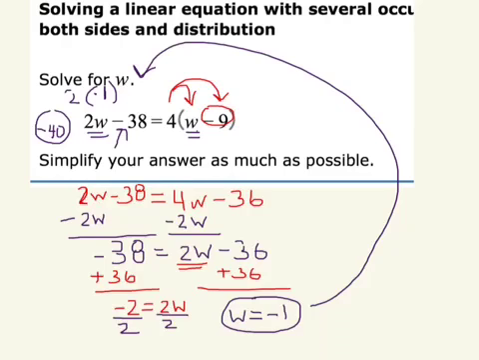And over here, if this W is negative 1, negative 1 minus 9 is negative 10, and 4 times negative 10 is negative 40. That's my check.